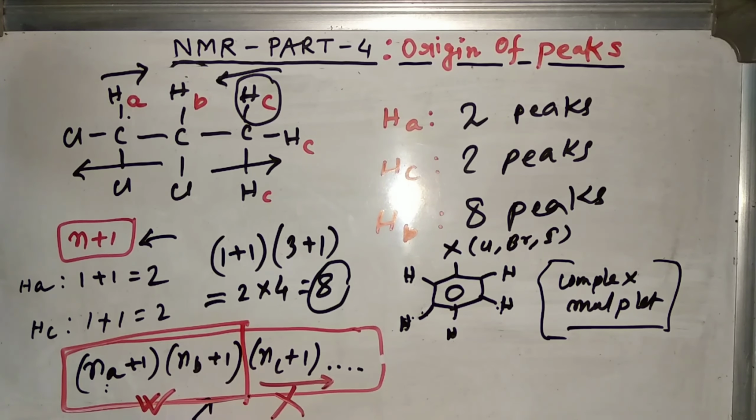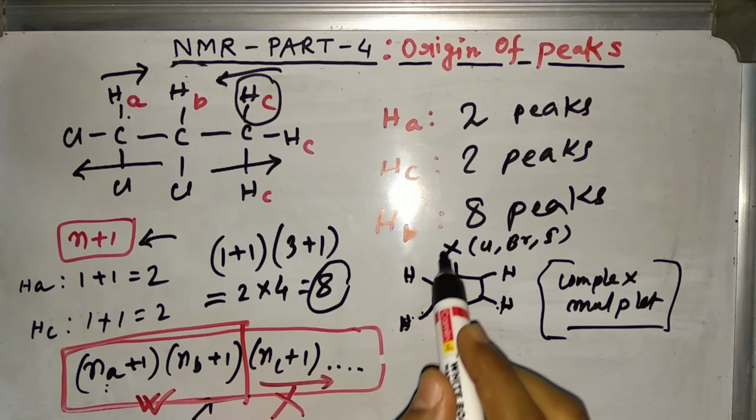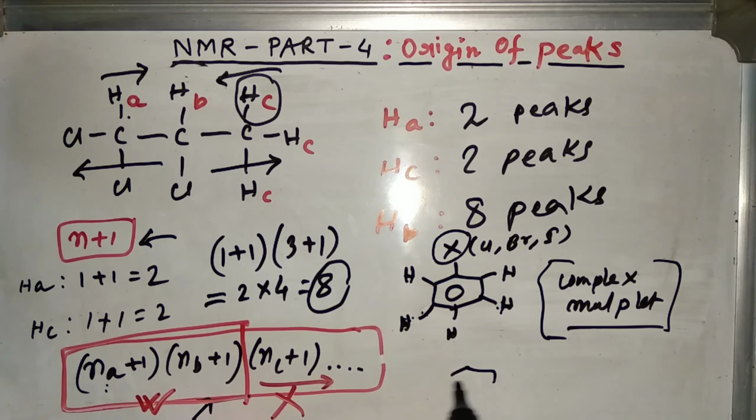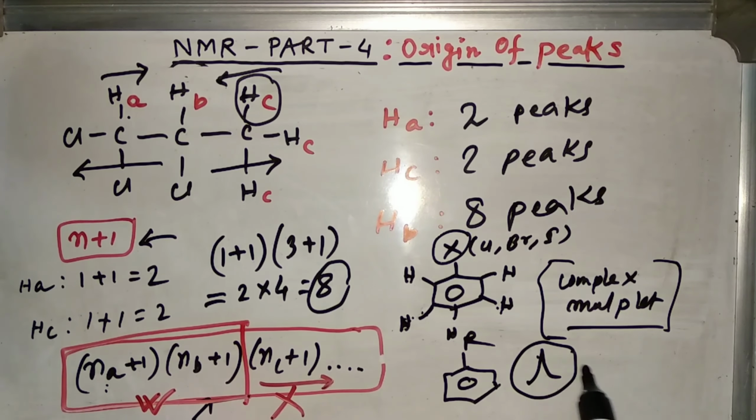They ask questions like finding the number of peaks in aromatic systems. So if in the place of X there are R groups, that is, of course, alkyl groups, then you will find only one singlet, not a complex multiplet, because in this case the number of peaks will be 1. Why? Because R is not that effective a group that makes the 5 protons different.